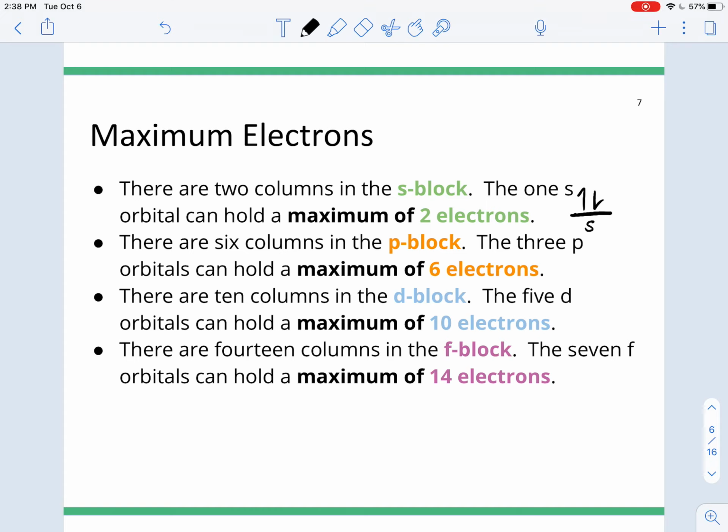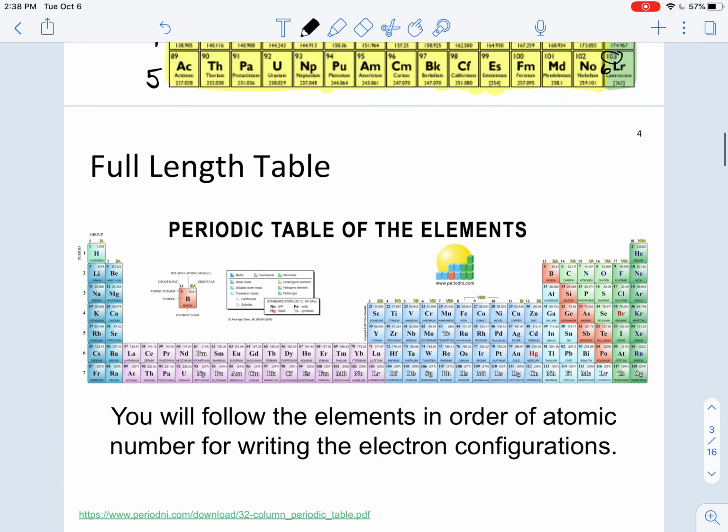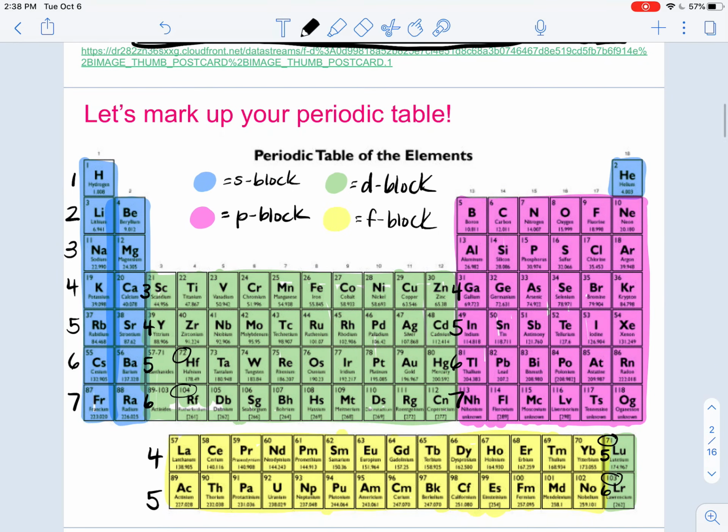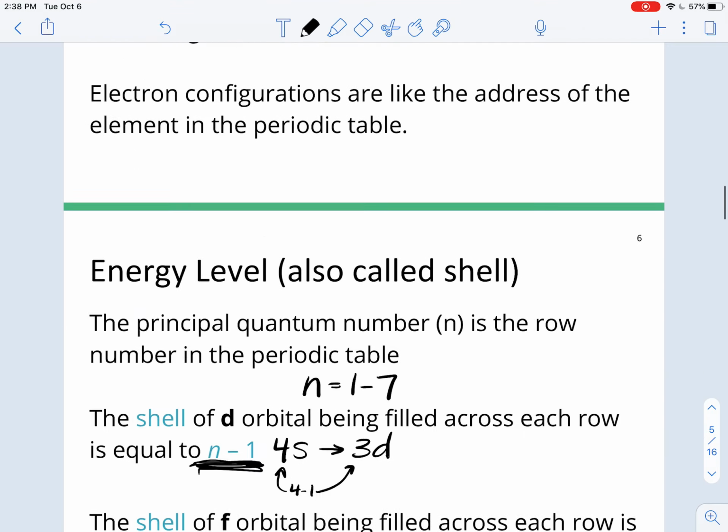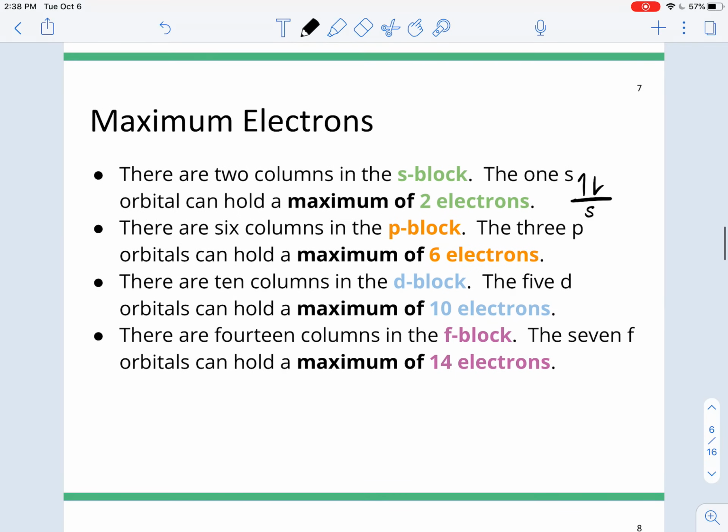The next one says that there are 6 columns in the p block. The 3 p orbitals can hold a maximum of 6 electrons. If I take a look at the p block of the table, right, again, there's 6 elements going across. 1, 2, 3, 4, 5, 6, which means that I need to be able to account for 6 electrons. When you guys were looking at the orbital diagrams and filling in how many electrons fit in those, there were 3 p orbitals. So like p, p, p, remember they're the same energy level.